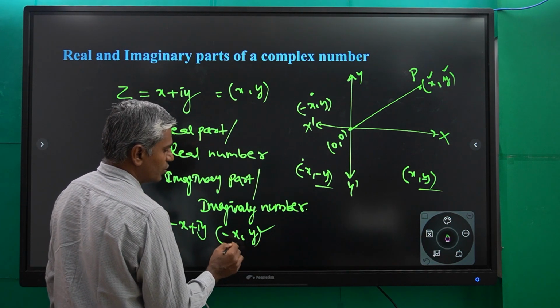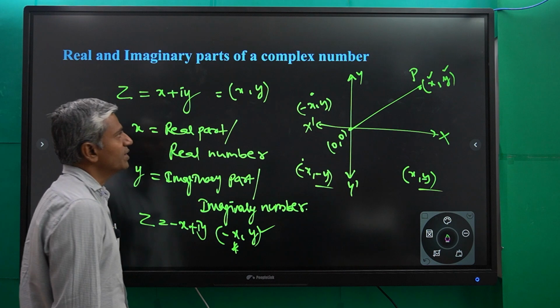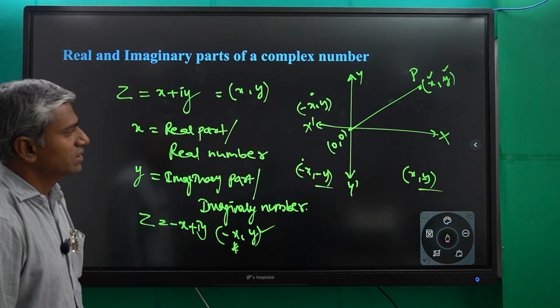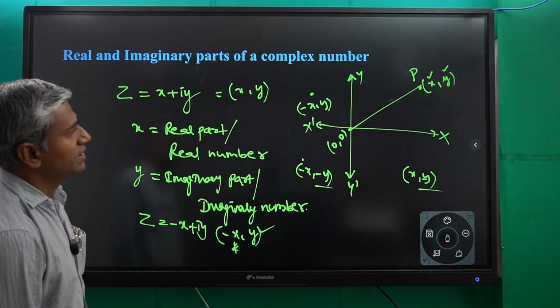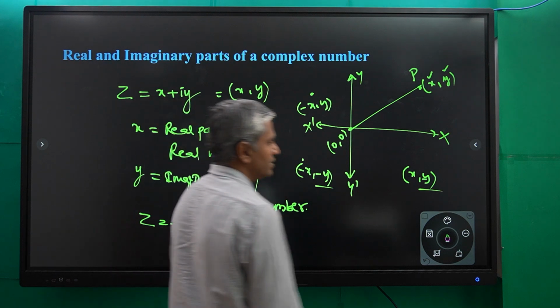So discussing only the real part means x might be positive, x might be negative. Now we can go with the explanation part of the next slide.